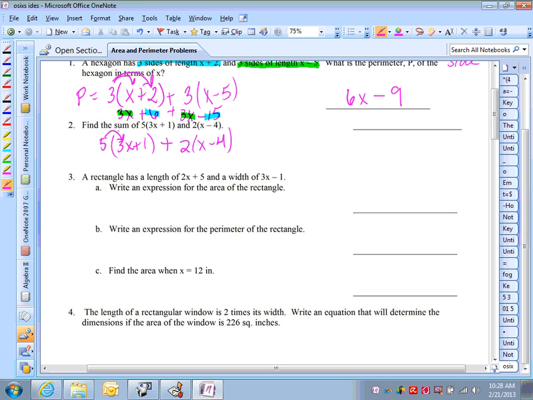Now it's simple. We just distribute the 5. You end up with 15x plus 5. And then we're going to distribute the 2. And you end up with 2x minus 8. Because 2 times negative 4 is negative 8. Then we combine like terms, my x terms, and then we combine my constants, my numbers without variables. When we combine 15x plus 2x, we get 17x. And when we combine 5 and negative 8, we get negative 3. Okay? So that's problem 2.